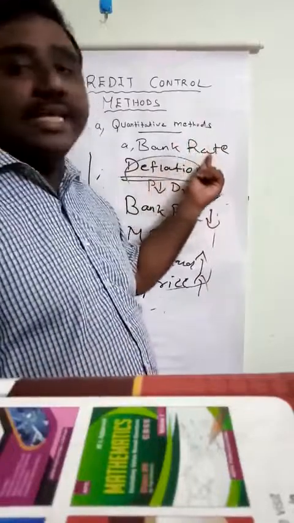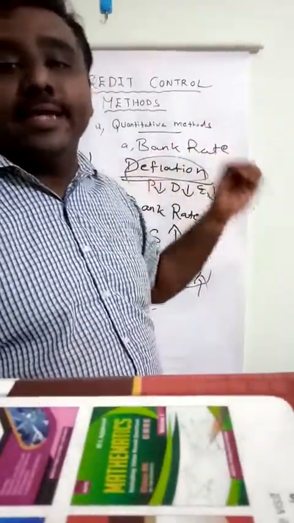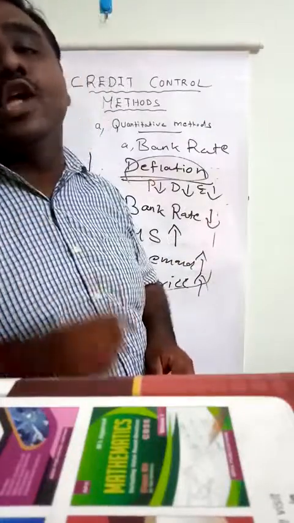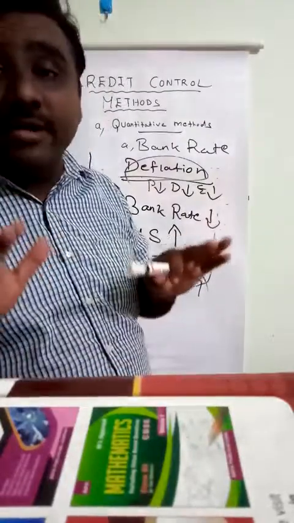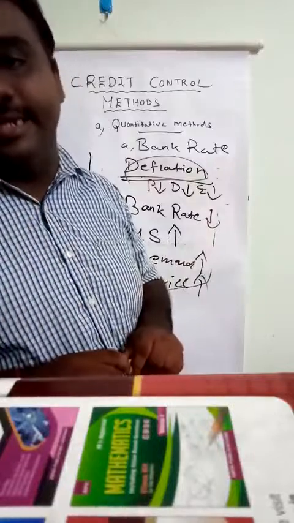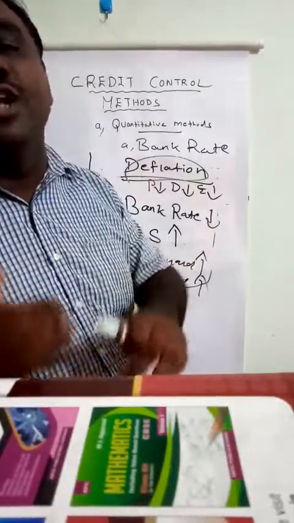At the time of inflation, the central bank will increase the bank rate. When the bank rate increases, the money supply in the economy decreases. When the money supply decreases, the demand in the economy will come down. Therefore, the price level decreases and the inflation situation will go.